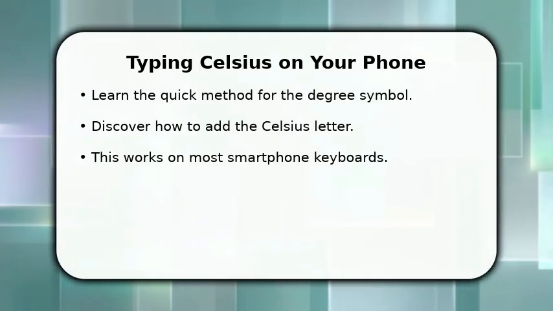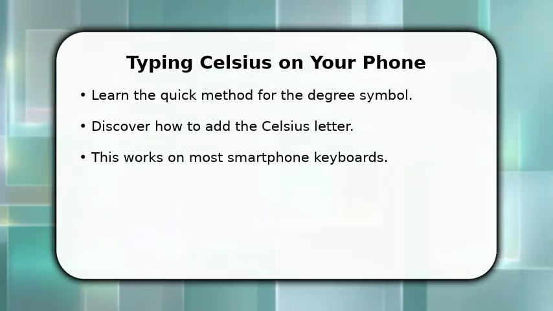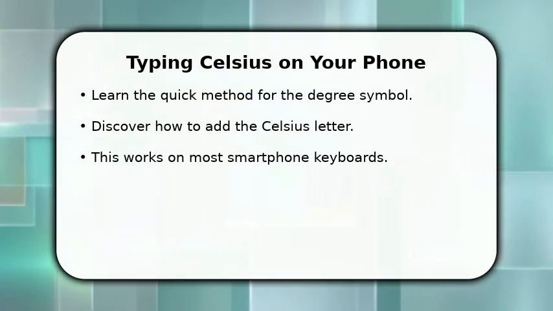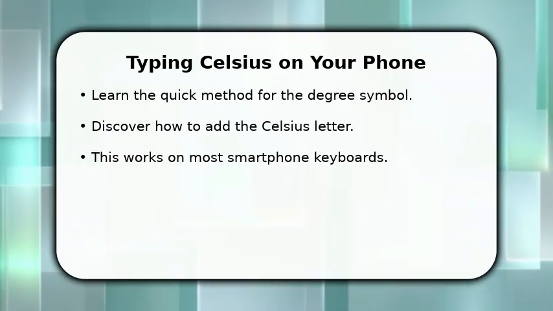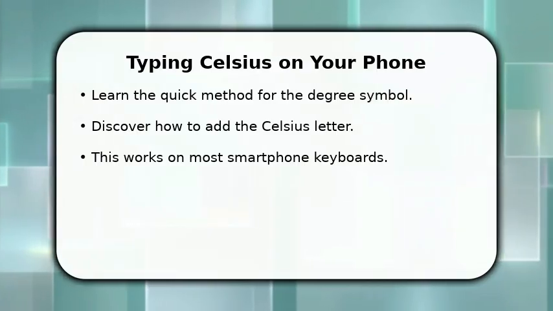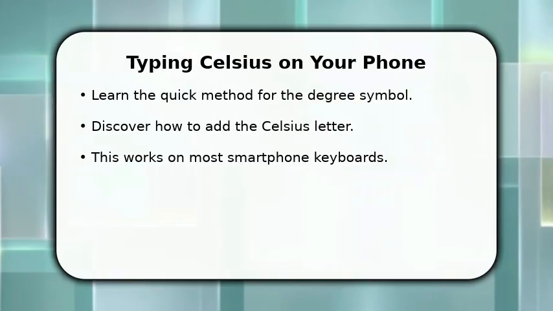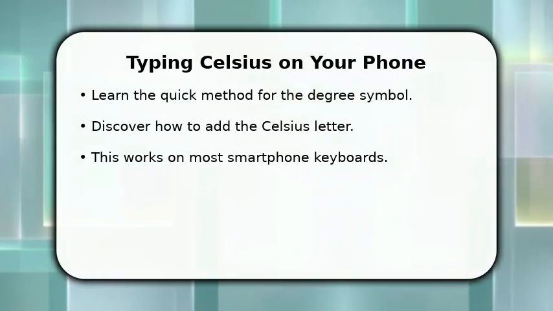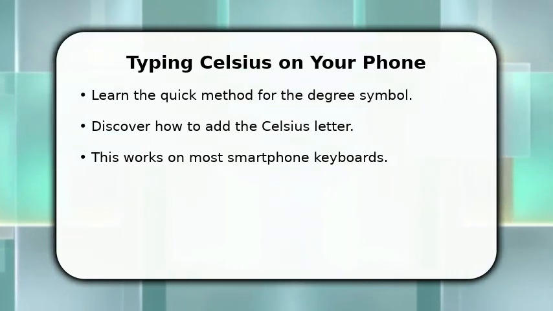In this video, I will explain how to type the degree Celsius symbol on your phone. First, locate the number 0 on your keyboard. Press and hold it down for a moment. A small pop-up menu should appear, showing various symbols, including the degree symbol. Slide your finger to select it. Then, simply type a capital C right after it to complete the Celsius notation. It's quite straightforward once you know the trick.